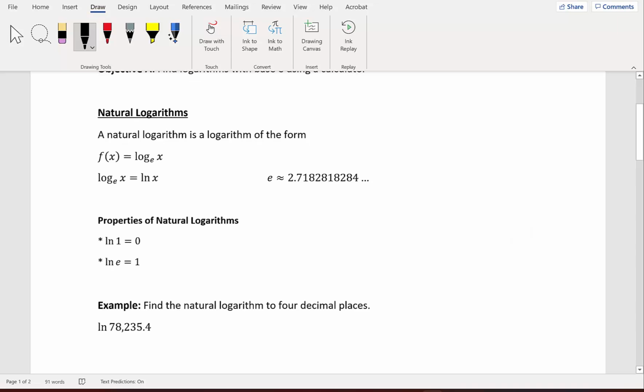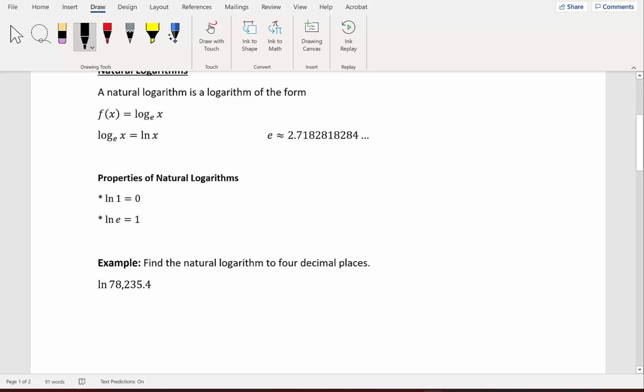So now for this example, it says find the natural logarithm to 4 decimal places. So you have the natural log of 78,235.4. Using our calculator, we're going to plug this in and get an approximation. You press the ln button on your calculator, and then type in 78,235.4. Rounding to 4 decimal places, we have 11.2675. This is our approximation for the natural log of 78,235.4.